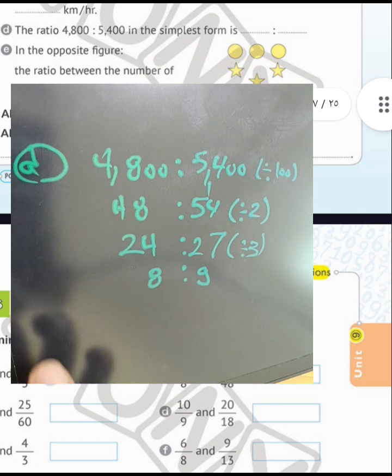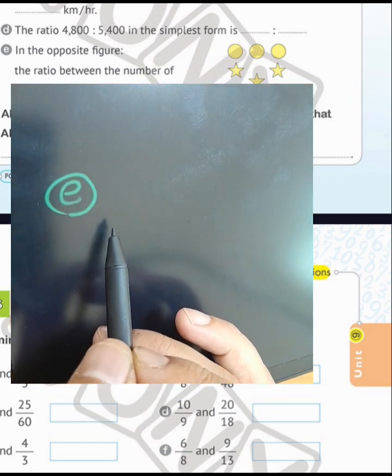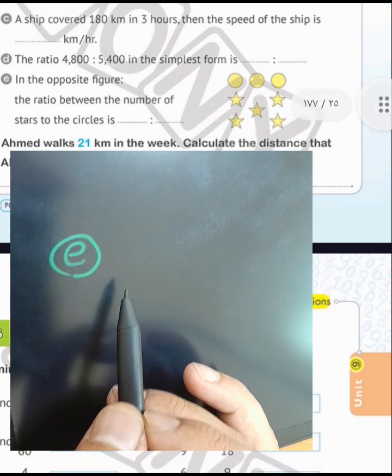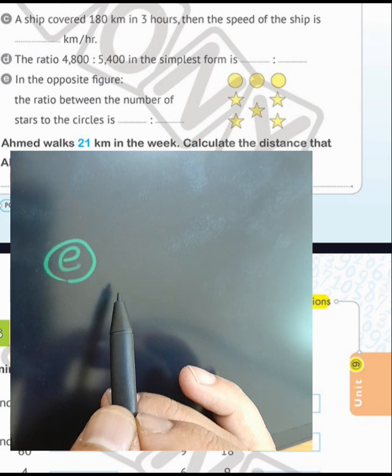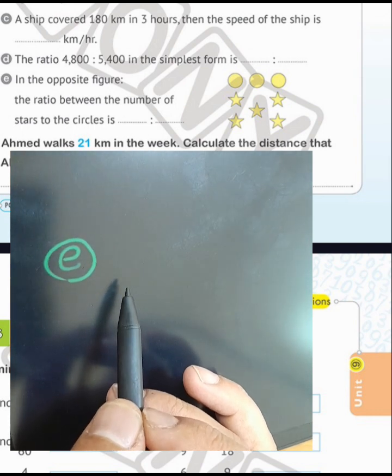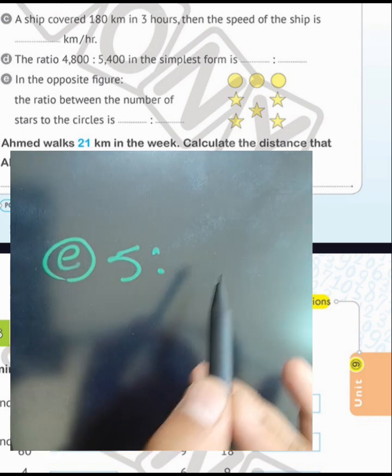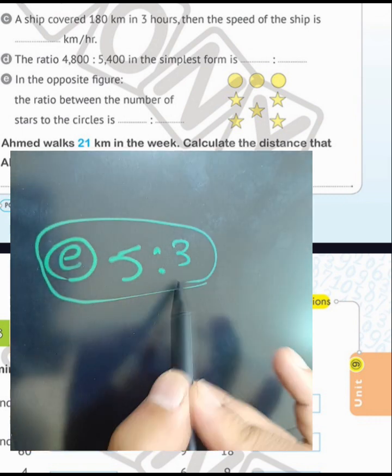Question letter E. In the opposite figure, the ratio between the number of stars to circles. How many stars here? 1, 2, 3, 4, 5. 5 stars. And circles 3. 5 to 3. It's the ratio between the two numbers.